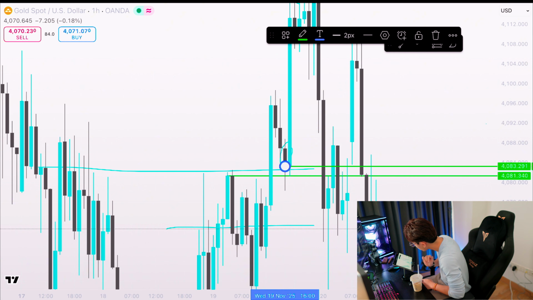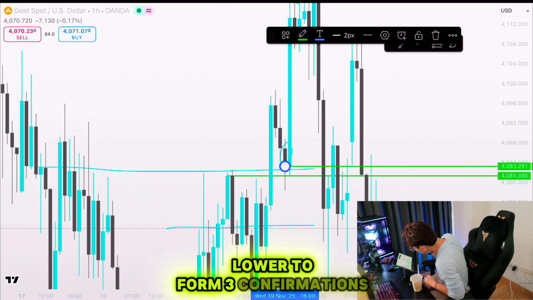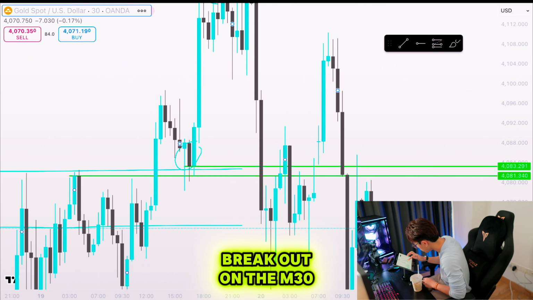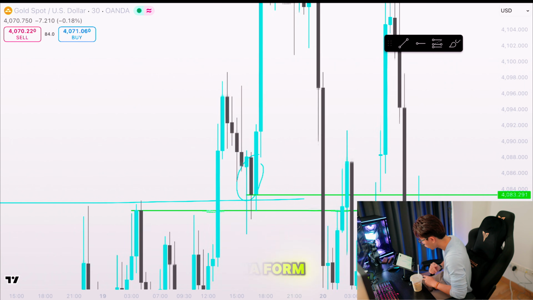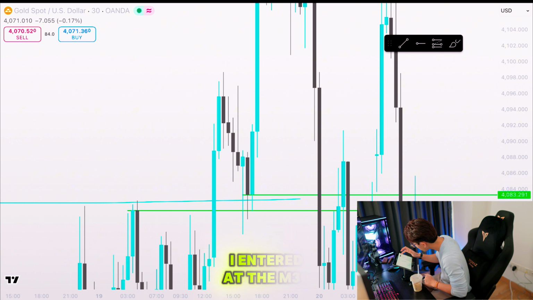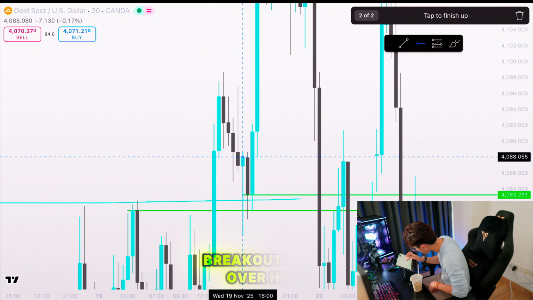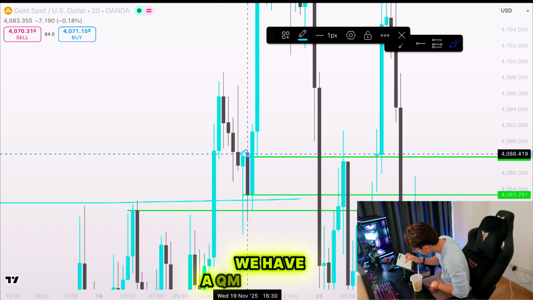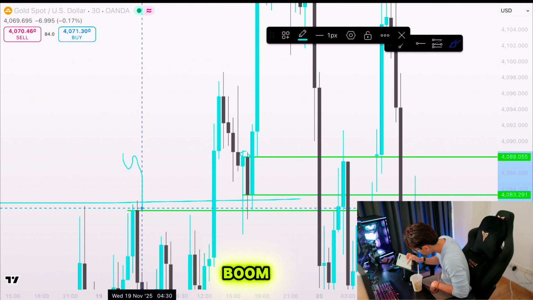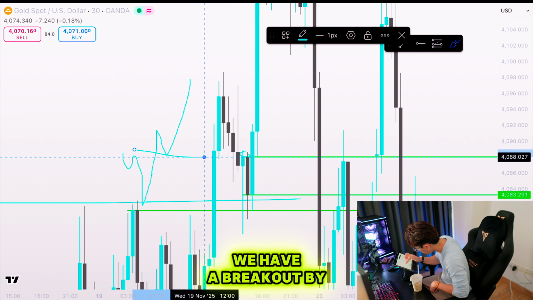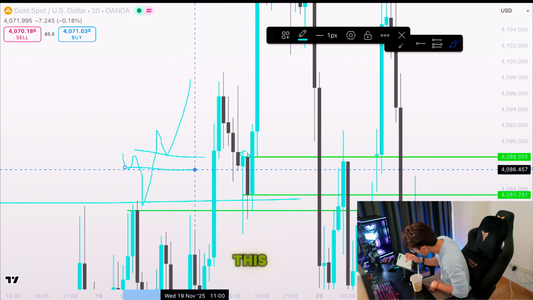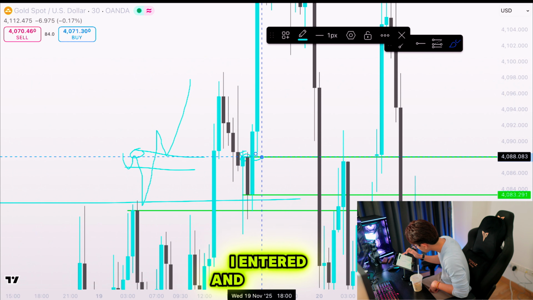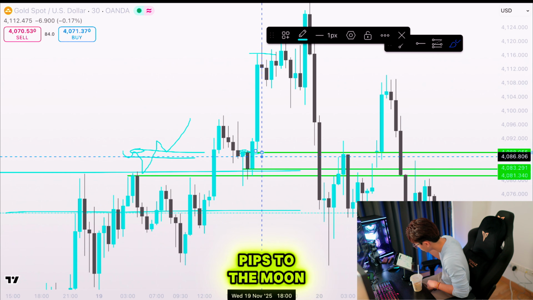We want a breakout on one time frame lower to form 3 confirmations. Rejection form, new SNR form, breakout on the M30. Once H1 formed a new SNR, I didn't enter on the H1. I entered at the M30 breakout right over here. As you can see, we have a resistance here. We have a QM, boom, boom, boom. We have a breakout buy zone on the M30, and this is fresh. This has not been tested before. But the moment it tested, I entered and boom, 300 pips to the moon.